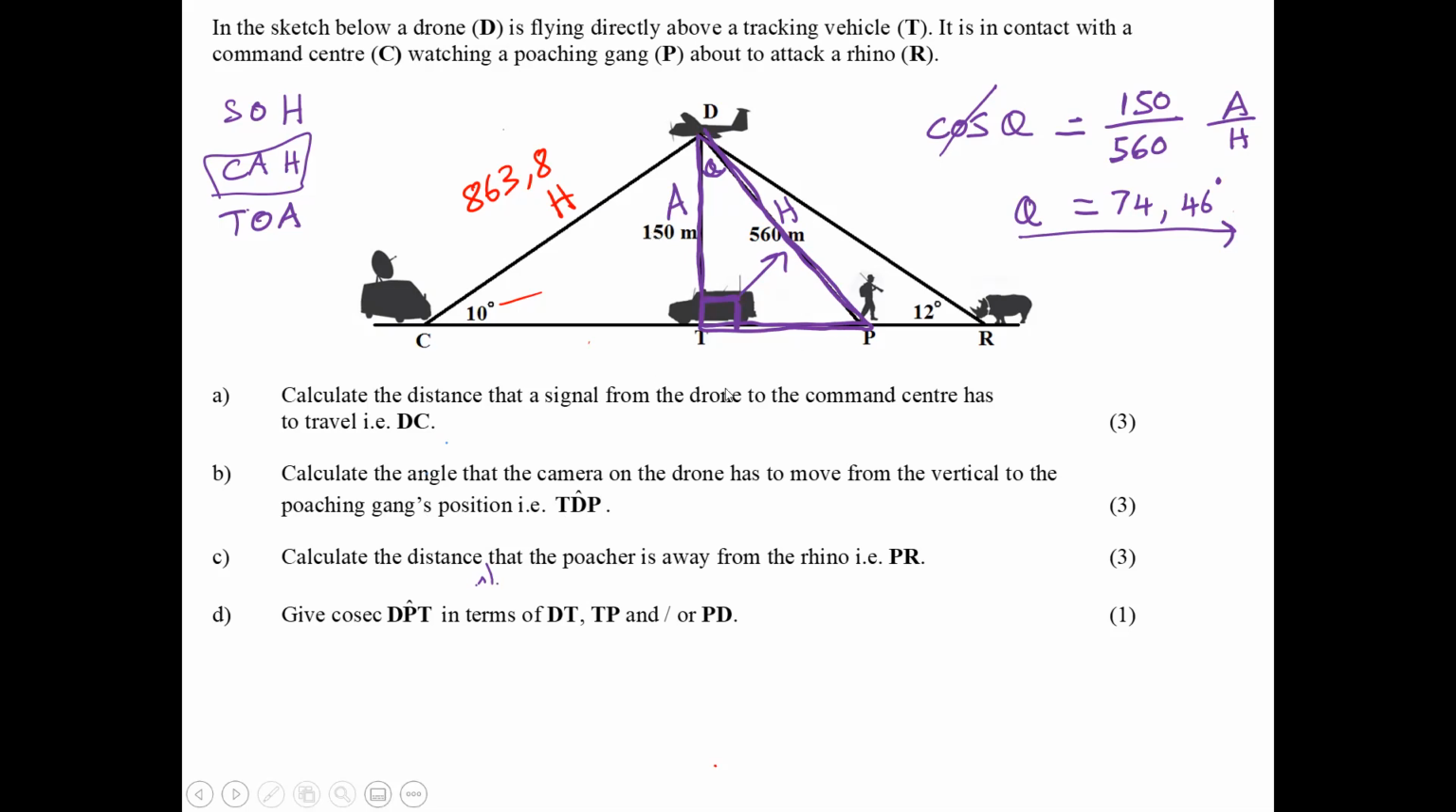Now remember, the question was not to find theta. The question is to find TDP. So you have to end off by saying that TDP is actually 74.46. If you use it directly and then use theta, then you don't have a problem there. Okay, we're going to the next question.